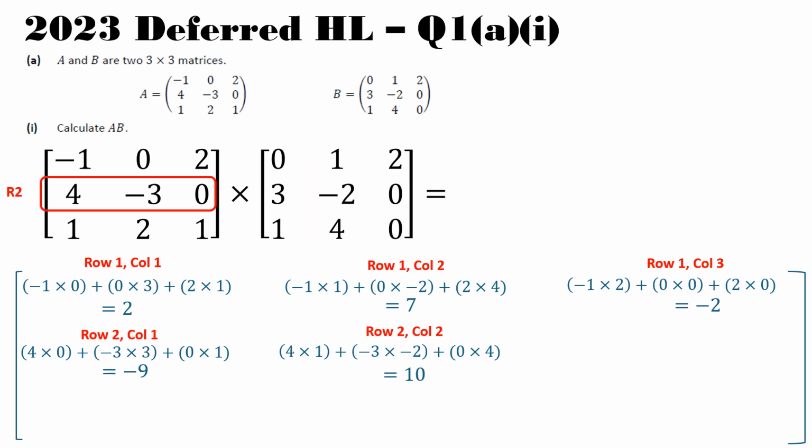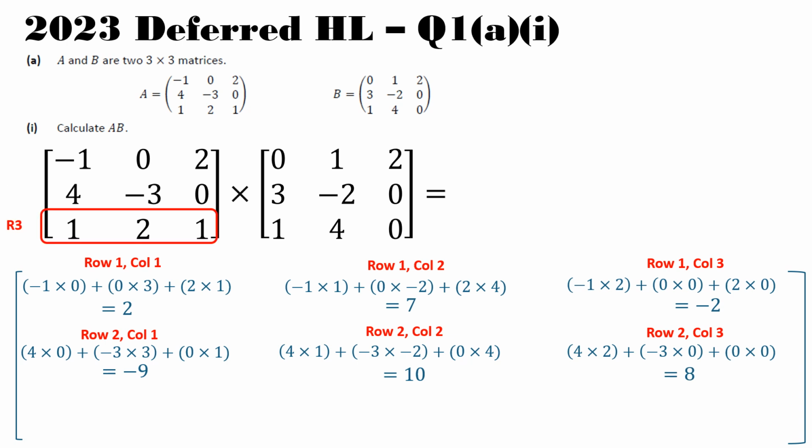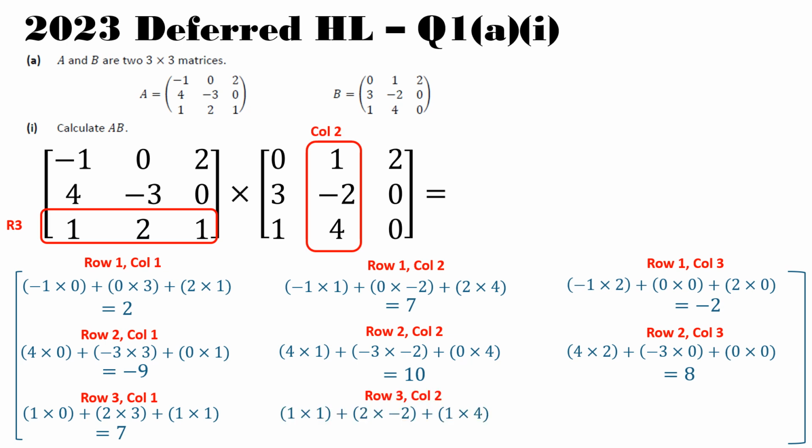Then we have row 2 by column 2, that's 4 by 1 minus 3 by minus 2, and 0 by 4, which equals 10. Then we have row 2 by column 3, that gives us 4 by 2 plus minus 3 by 0 plus 0 by 0, which gives us a final answer of 8. And then on to our last row, so row 3 by column 1, that gives us 1 by 0 plus 2 by 3 plus 1 by 1, an answer of 7. Row 3 by column 2, 1 by 1, 2 by minus 2, and 1 by 4. That gives us an answer of 1.